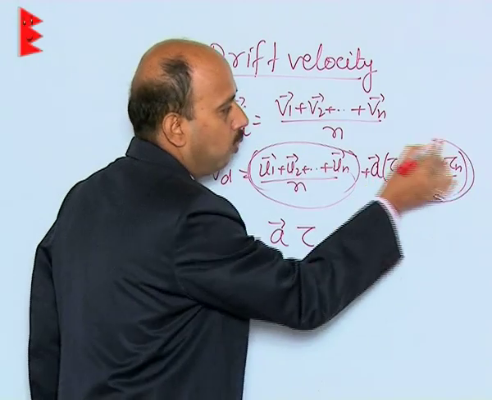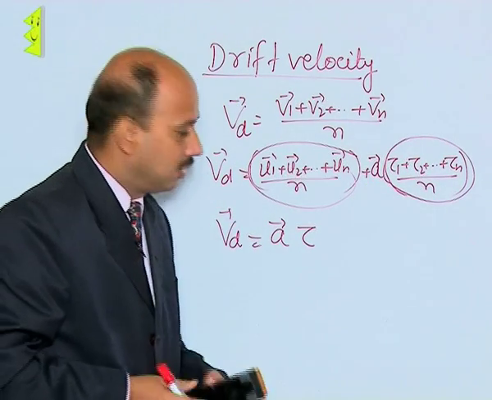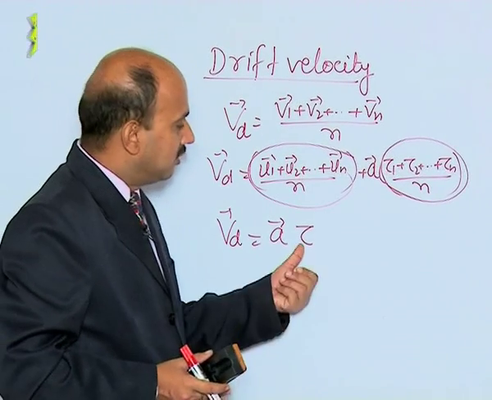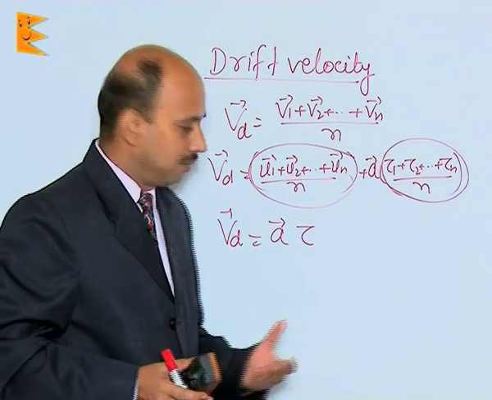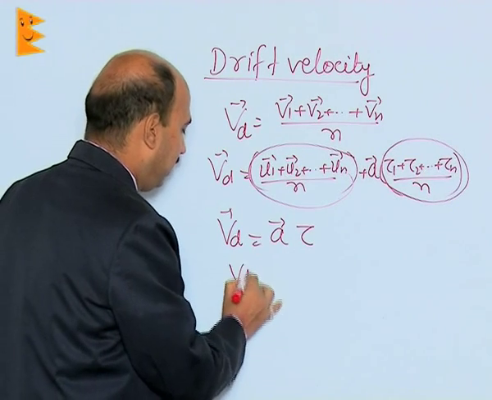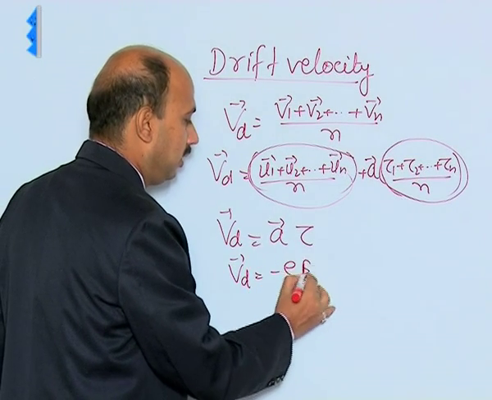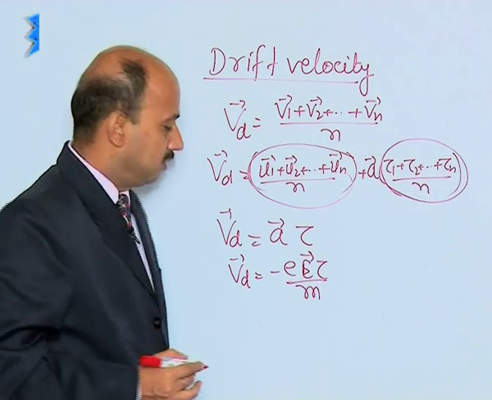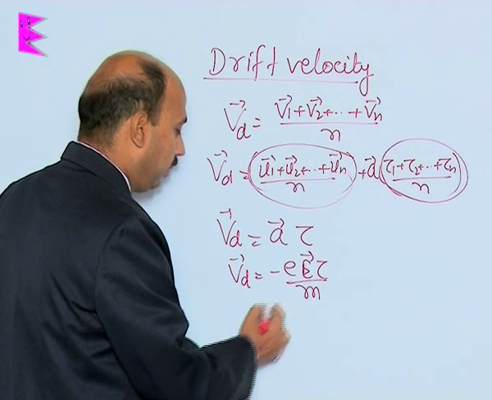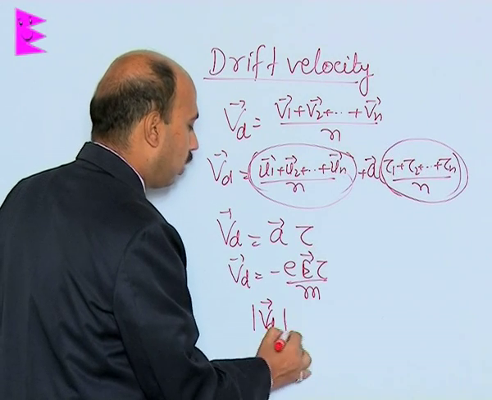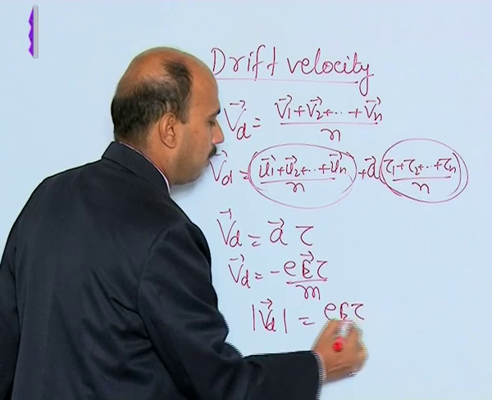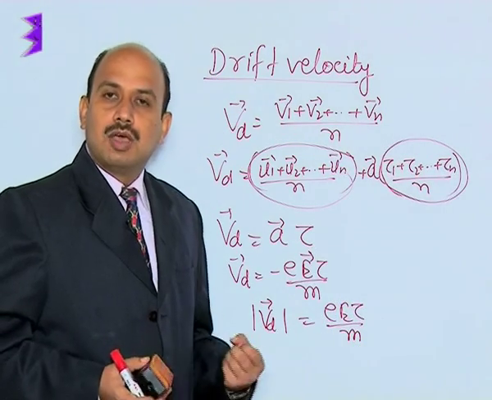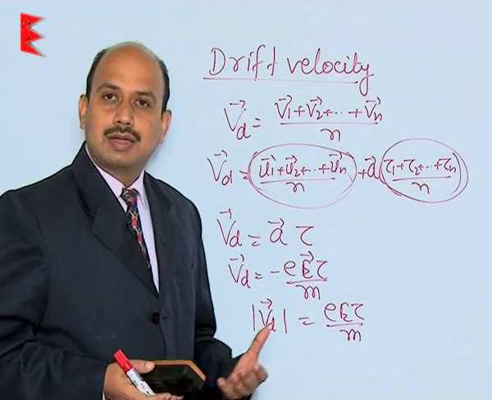Tau is the average time interval between successive collisions of the electrons, and this tau is also known as relaxation time. So, we can also write Vd is equal to minus eE tau upon m. This is the expression for the average velocity of the electrons, and we can also write the magnitude of drift velocity is equal to eE tau upon m. This is the average velocity with which the electrons move opposite to the applied electric field.